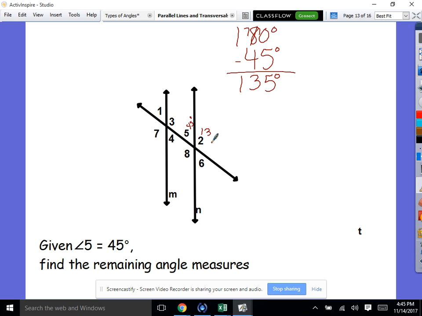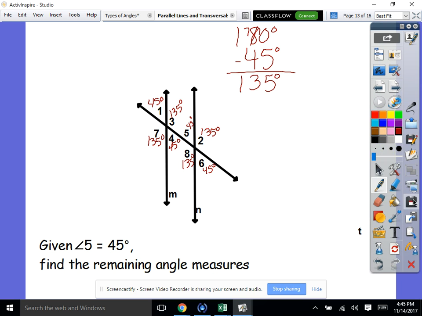45 is angle 5, so angle 2 is 135, angle 6 is 45, angle 8 is 135, angle 4 is 45, angle 7 is 135, angle 1 is 45, and angle 3 is 135. So you just go every other one.